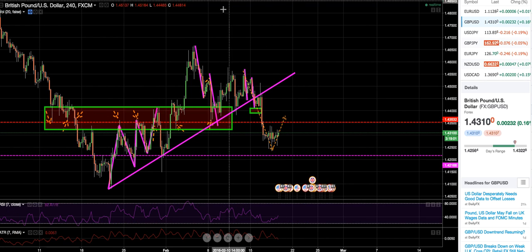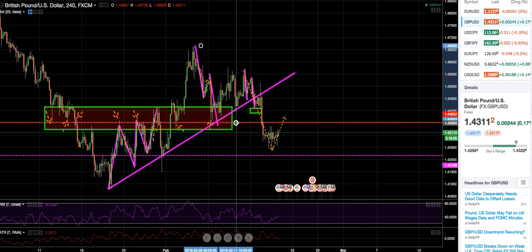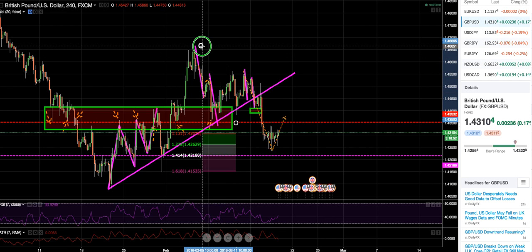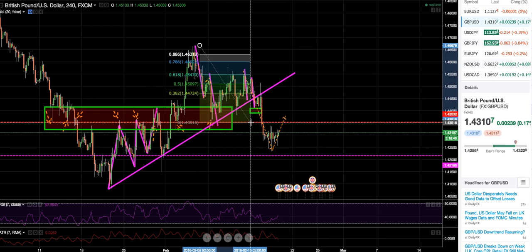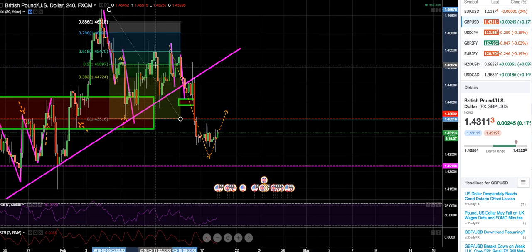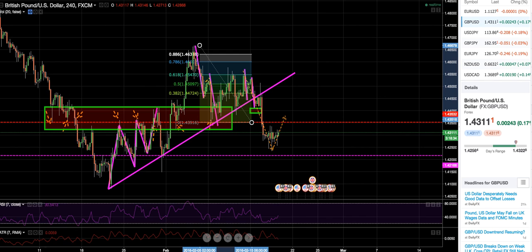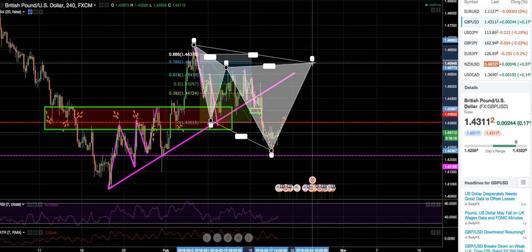Let's see if we do have a pattern on the 4-hour. And this is of course a long way. Just kiss it. Yeah, that will be a valid cipher pattern. As you can see, we don't break above the 618. We're just kissing the line. So the pattern on the 4-hour would look something like this.